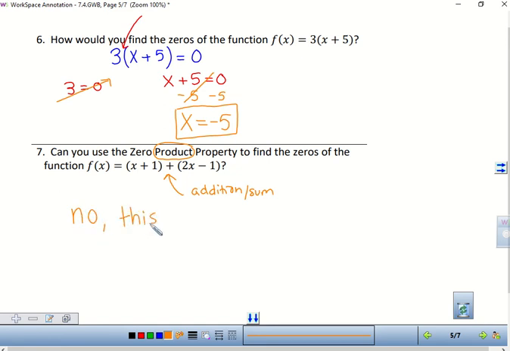This is a sum, not a product. The only operation that you can use this property for is multiplication or product. So if it's anything but that between those two, you cannot use it. If it's subtraction or addition, you cannot use it. Do we have any questions about that so far?